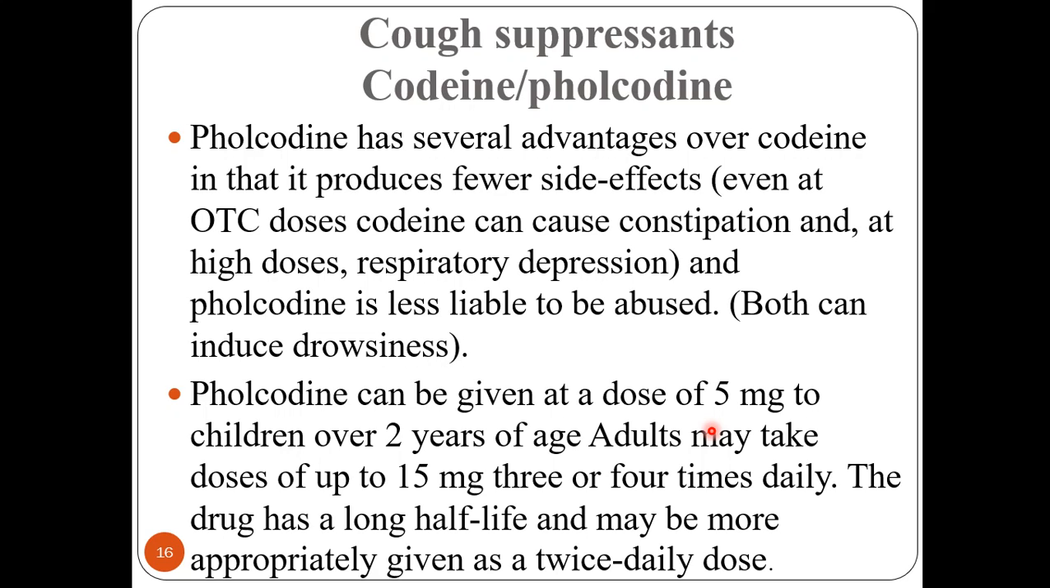But both of them can induce drowsiness, and this is one of the CNS effects of these drugs. Folcodine can be given at a dose of 5 mg to children over 2 years of age. Adults may take doses up to 15 mg 3 or 4 times daily. The drug has a longer half-life and may be more appropriately given as a twice daily dose.